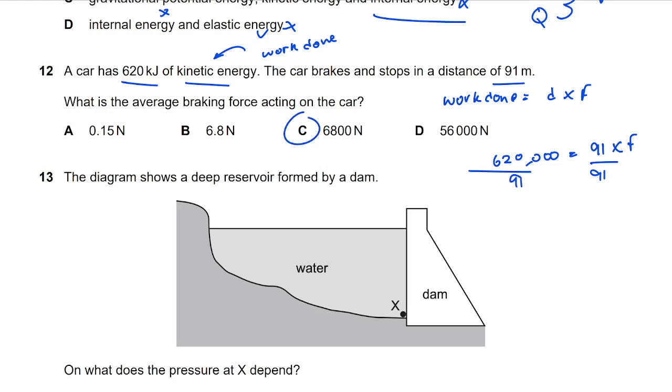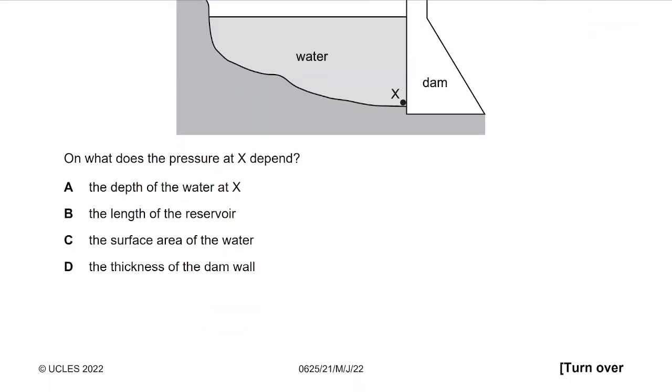Work done is equal to distance times force. Work done is caused because of kinetic energy. Kinetic energy, remember, is on moving objects, and hence why distance times force. Okay, so the answer is C, quite straightforward.